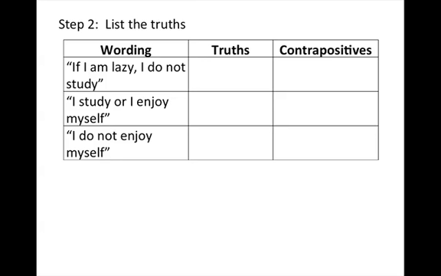First, I was told, if I am lazy, I do not study. Being lazy was your P, and studying was your Q. So this is P implies not Q, since it's if I'm lazy, I do not study. Since this is an implication, let's list its contrapositive. So switch the P and the Q and negate each side. So I have Q implies not P.